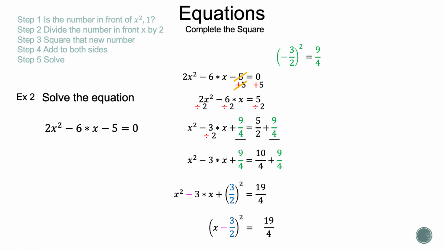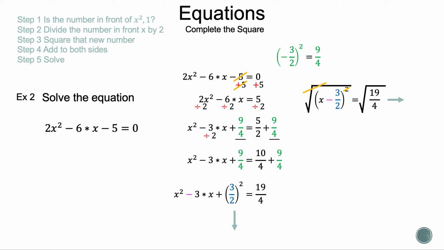And since we're solving for x, we need to get rid of that square. And in order to do that, we're going to go ahead and take the square root on the left-hand side. Because square and square root are inverses, they cancel. And we're just left with x minus 3 halves on the left-hand side. Since we took the square root on the left-hand side, we need to take the square root on the right-hand side. Now we're going to go ahead and move this step to the right side of the screen so we have more space for the next steps.